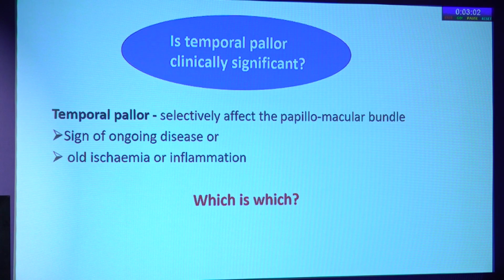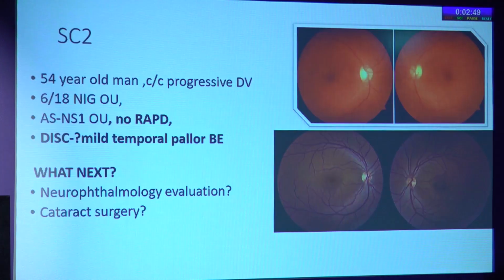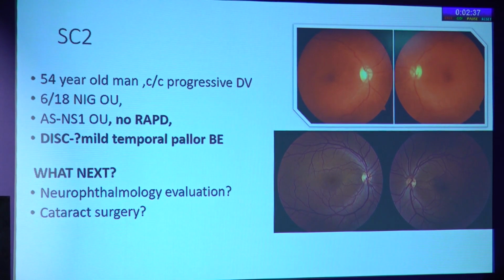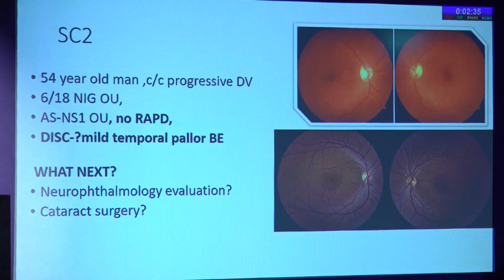Second, very often we come across temporal pallor. Temporal pallor just means selective affection of the papillomacular bundle. Is it an ongoing disease? Is it old ischemia? It's for us to distinguish. Here a 54-year-old man comes with chronic progressive defective vision, 6/18 OU, and a slight cataract. There is no RAPD, but the disc shows a mild temporal pallor. Our confusion was whether to go ahead with a neuro-ophthal evaluation or do a cataract surgery.